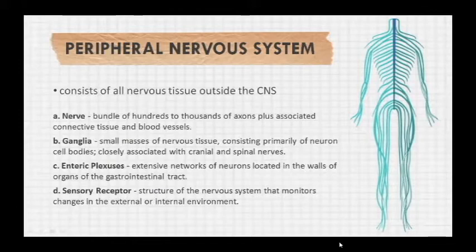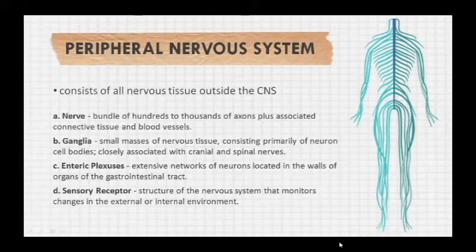The third one is the enteric plexuses, which are extensive networks of neurons located in the walls of organs of the gastrointestinal tract. And lastly is the sensory receptor, which is a structure of the nervous system that monitors changes in the external or internal environment. These four kinds of nervous tissues that could be found in the peripheral nervous system will be further discussed later on.